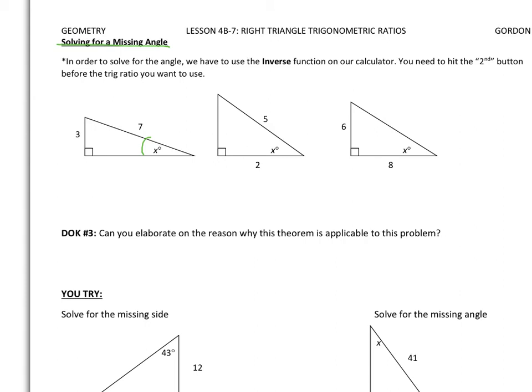Now, our opposite would be 3. This is our hypotenuse, and we don't know what adjacent is. And we don't care, because what do we have? We have opposite and we have hypotenuse. And in terms of SOHCAHTOA, which one goes with opposite and hypotenuse? Sine. So we're going to find sine x is equal to opposite 3 over 7.